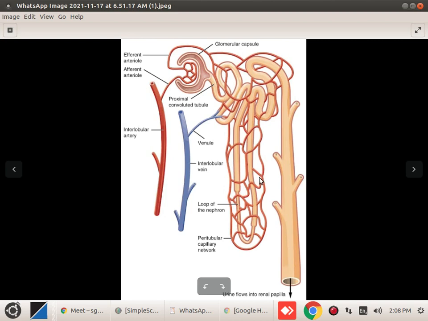Then what about the peritubular capillaries? Will they remain here? No, they will not remain here. They move from here and come out from the kidney. You can see it is connected to the venule part. Venule part, then interlobular vein, then where will it go? Can you think of where it will go after filtration?